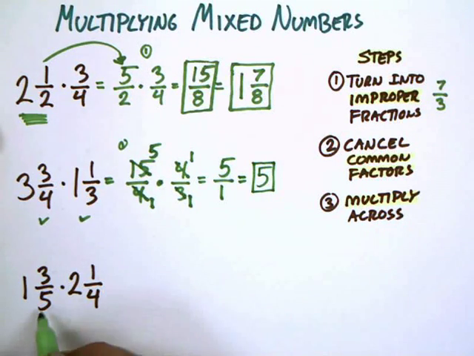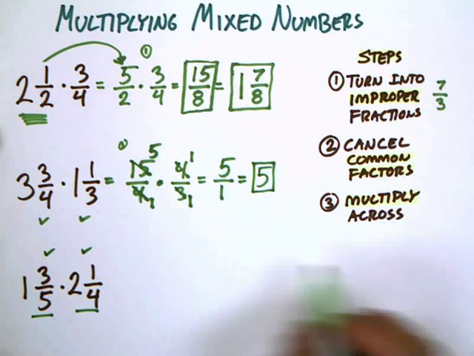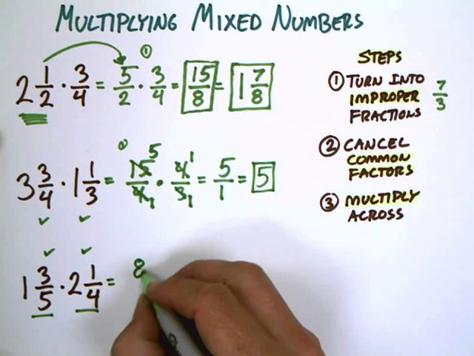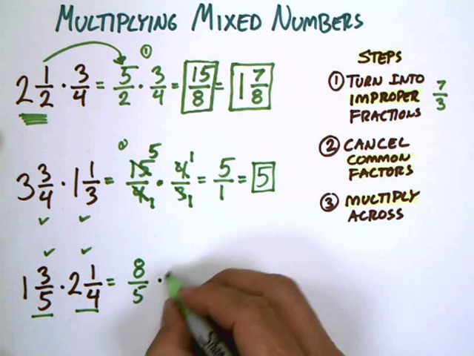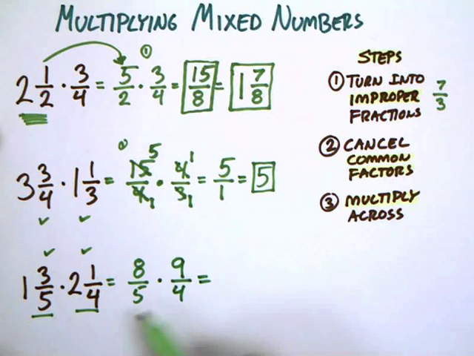All right, last one. We have 1 3/5 and 2 1/4. So once again, we have 2 improper fractions that we're going to be making. So 5 times 1 plus 3 is going to give us 8/5. 5 times 1 is 5 plus 3 is 8. 4 times 2 is 8 plus 1 is 9/4. So are there any common factors that we can see in these numbers?